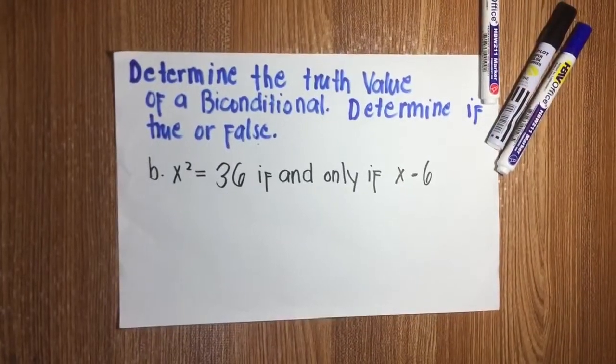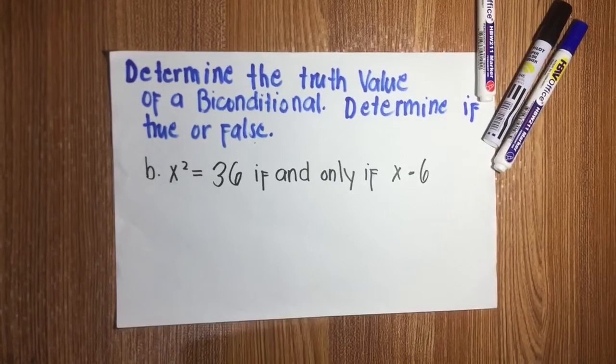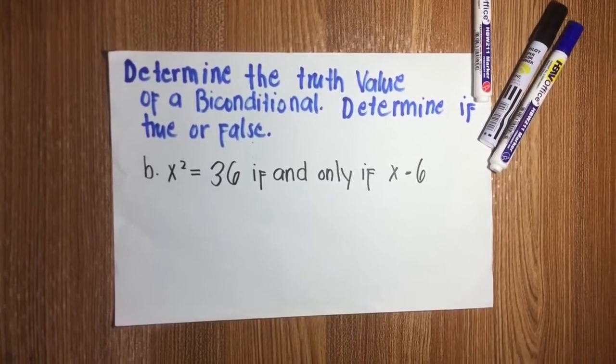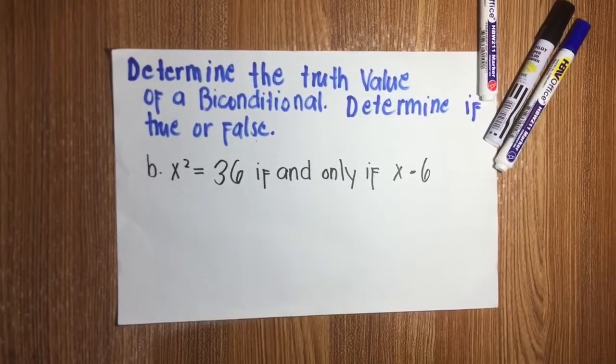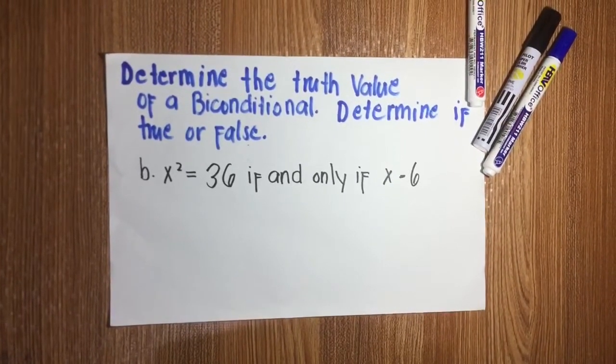Determine the truth value of a biconditional statement. So for letter B, if x equals -6, the first equation is true and the second equation is false. Thus, this is a false statement.